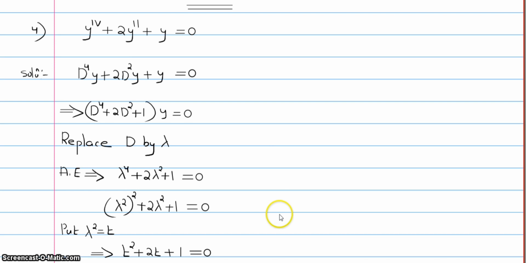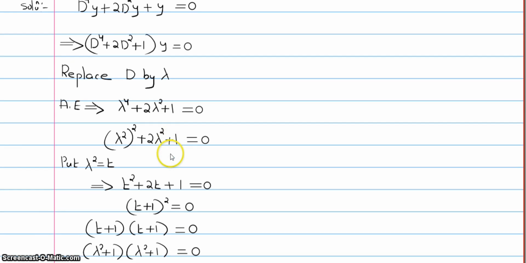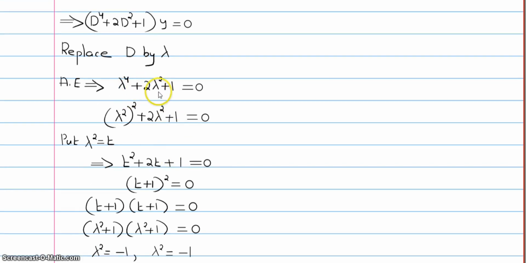Then the next problem, y raised to 4 plus 2y double dash plus y equal to 0. For finding the auxiliary equation, replace y raised to 4 by D raised to 4 y, plus 2 into y double dash can be replaced by 2 D square y, and y is the same as above, equal to 0. Taking y as common outside and replacing the capital D by lambda, we will get the auxiliary equation as lambda raised to 4 plus 2 lambda square plus 1 equal to 0.